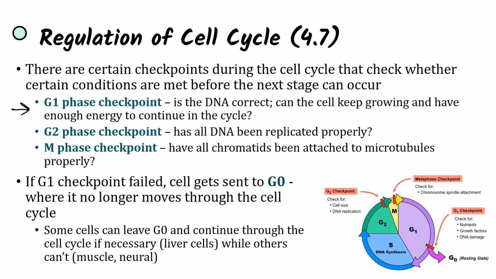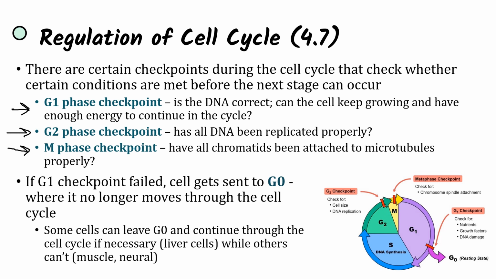Then there's a G2 phase checkpoint after synthesis. Has all the DNA been replicated properly? Because again, we don't want to divide with genetic information that isn't right. And then lastly, there's an M phase checkpoint during mitosis, after metaphase, that checks, have all the chromatids been attached to the microtubules properly? Because if some chromatids haven't been attached and then the cell begins to divide, then now we have more chromatids in one daughter cell and less in the other.